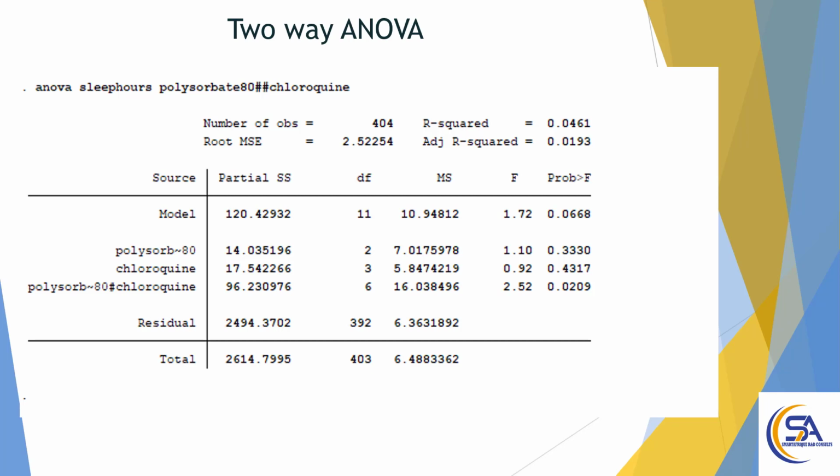So the result is a little bigger than the other one, and we're still paying attention to the F statistic. So if you look at this now, you see the first side of the table saying the model is significant. But when we come down to look at the particular independent variable, you see that it's the combination of the 2 independent variables, polysorbate and chloroquine, that became significant. The F statistic 2.52 is significant at 5%, 0.02. All right.